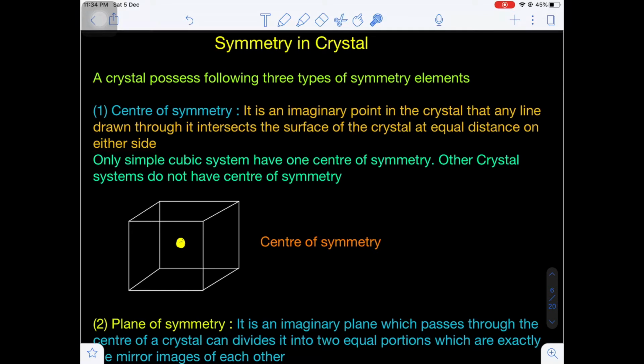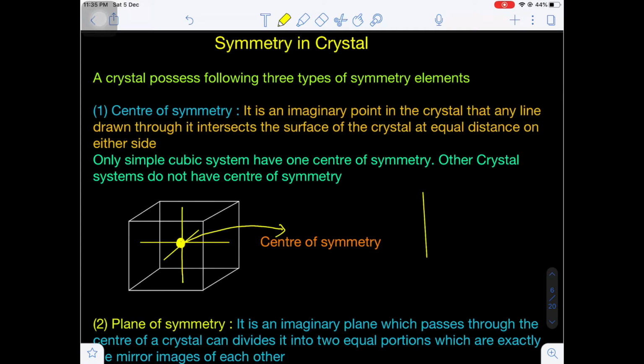Equidistance on either side. That means, let's suppose this is a crystal. So this is the center of the crystal, inside the crystal, this is the center of symmetry. Now from this point, if you draw a straight line on both sides, a point will be present at equal distance. Are you getting my point? Otherwise, if you see the above and below, or front side and back side surfaces, from the equal distance the point will be present. Such a point is referred to as what? Center of symmetry.